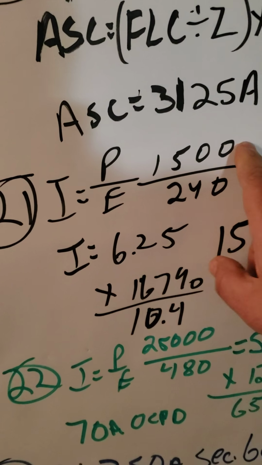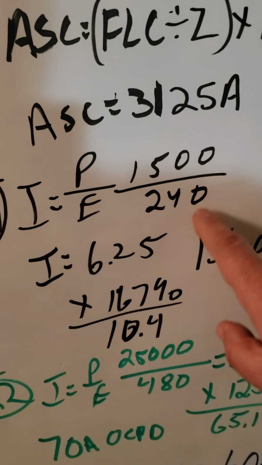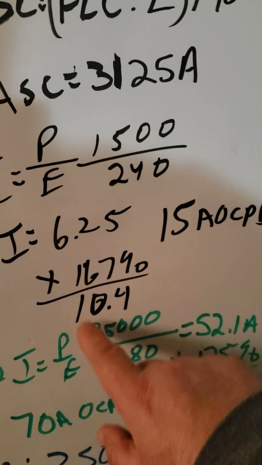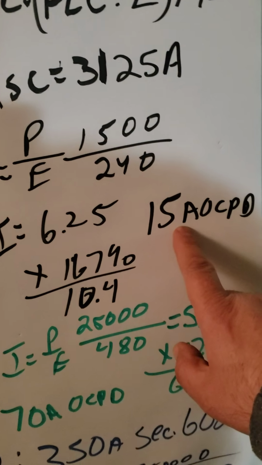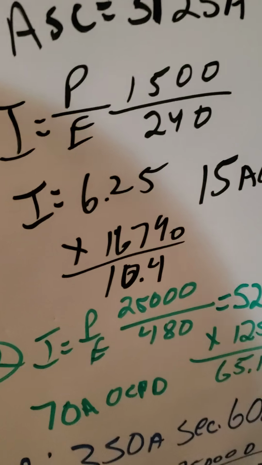Number 21 was pretty easy. We got a 1,500 VA transformer, 1.5 kVA transformer divided by 240 volts. So it gives us 6.25 amps. For our overcurrent protection, we're going to use 167%, which comes to 10.4. Our next OCPD is 15 amps.